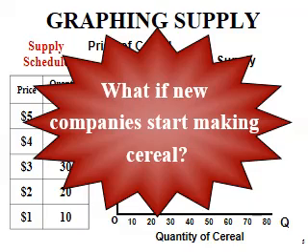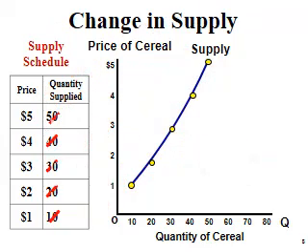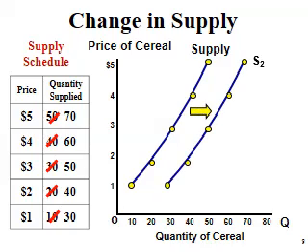Again, similar to what we did with demand, what's going to be true if the graph is constant, and what happens when the curve will actually shift. So the scenario we have is, what if new companies start making cereal? So we're increasing the number of producers. We'll update on the left hand side, and you'll see that the curve shifted to the right.